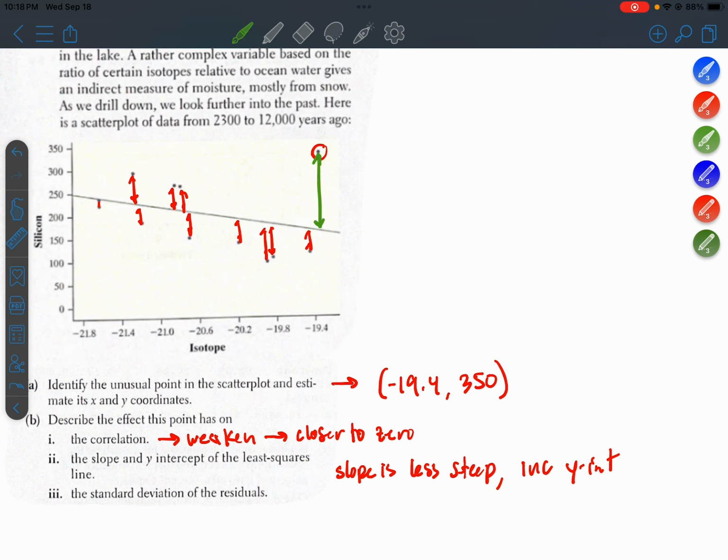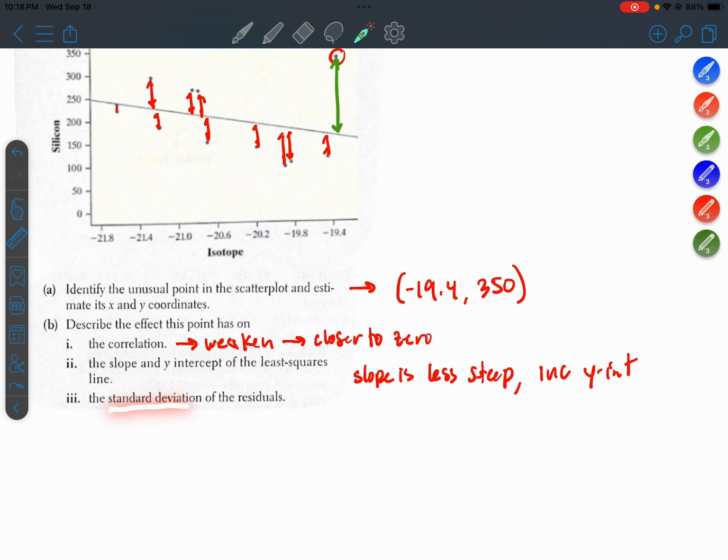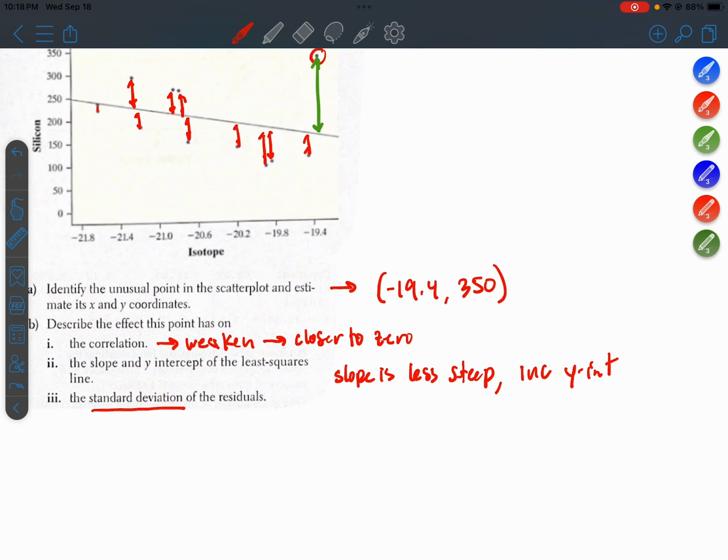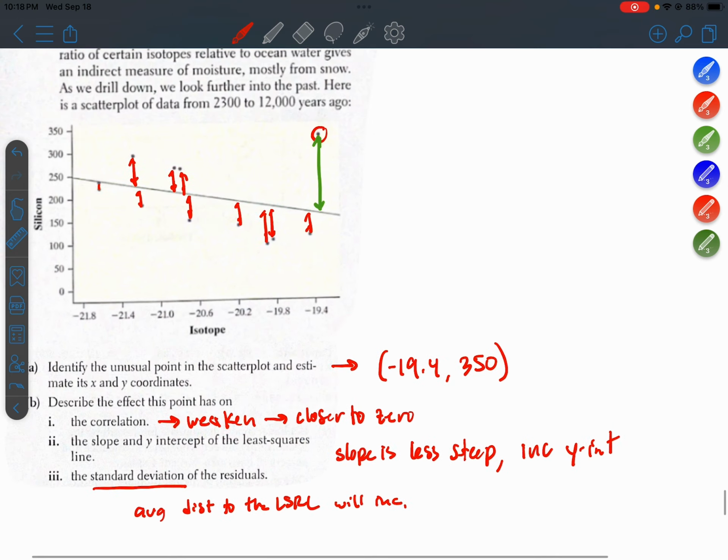But this point has a large residual. So when you average it in with all the other residuals, it increases that average. If we think about standard deviation measuring the average distance to the line, this one point, because it has a large distance, increases the average distance to the line. So that standard deviation, which you could think of as the average distance to the least squares regression line, will increase because of that one point and its large residual.